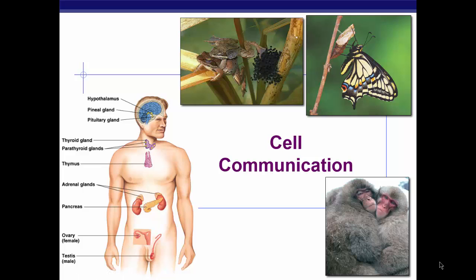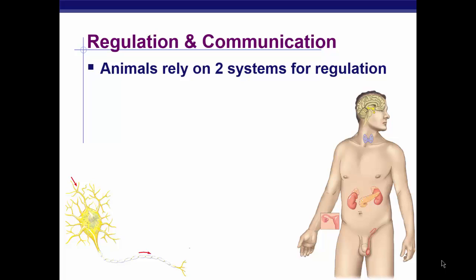This video is a part of the series on our cell and cell membrane unit, and this video is on cell communication. We have covered homeostasis and how the body regulates certain actions. Well, regulation and homeostasis can only happen through communication.